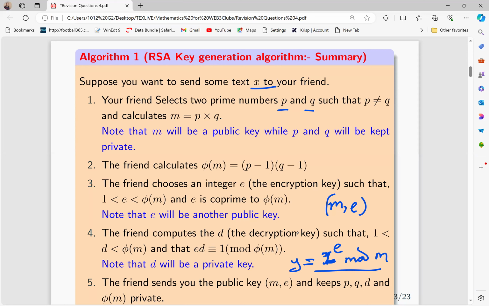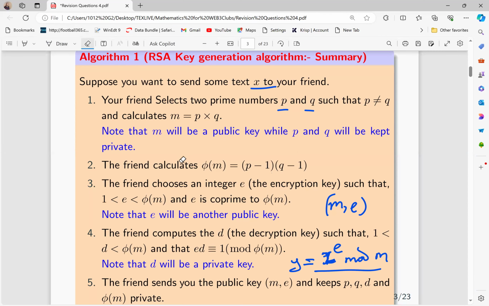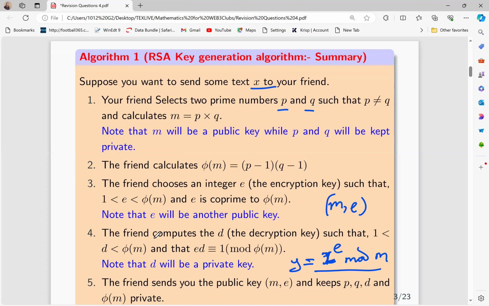Mod M. This is X raised to E mod M. So this, you get your encrypted message, which we call the ciphertext. The ciphertext, is that okay? So Y is the ciphertext. Send Y to your friend.